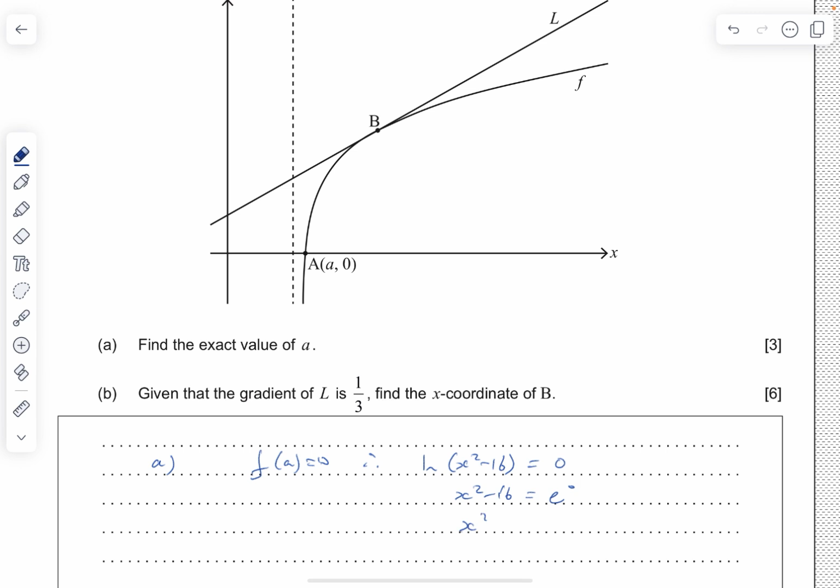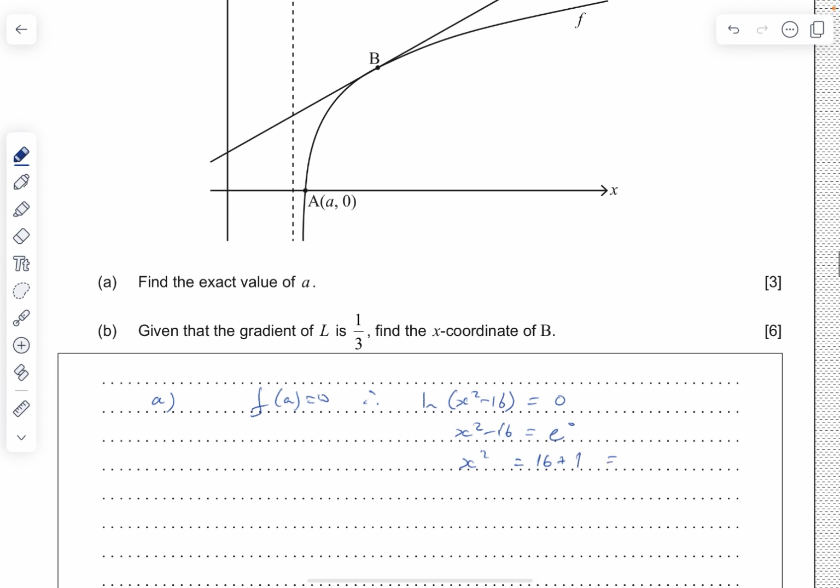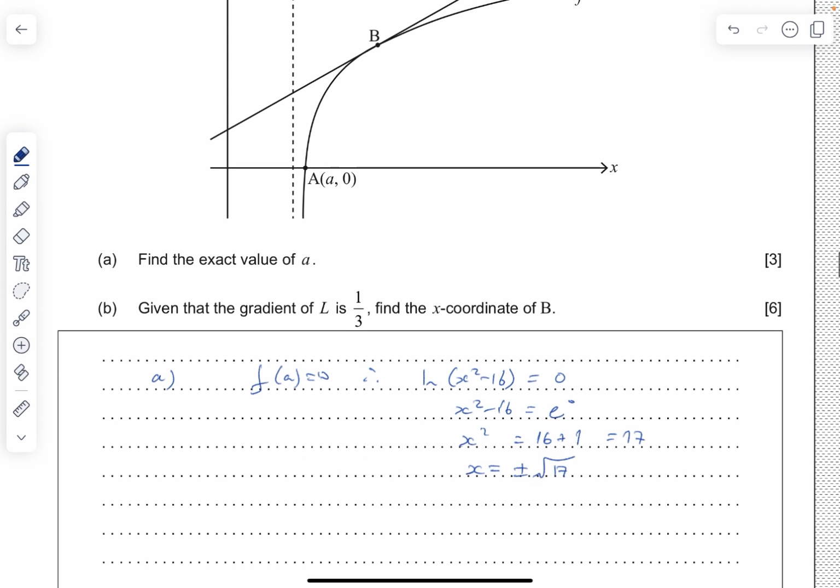And therefore x squared equals 16 plus 1, which equals 17. Square root, x equals positive or negative root 17. And a is greater than 0, therefore x equals root 17. Therefore, a equals root 17.